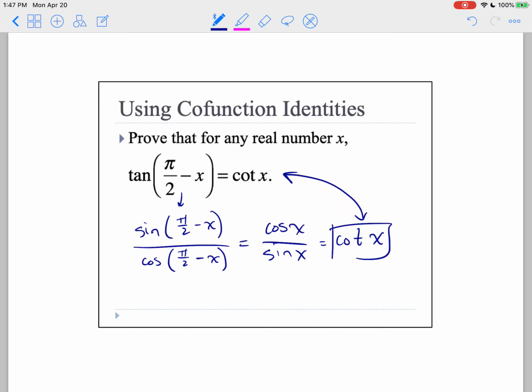All right, so in the next video, we're going to prove the sum and difference formulas for sine, and then we'll do some examples using the sum and difference formulas for sine.